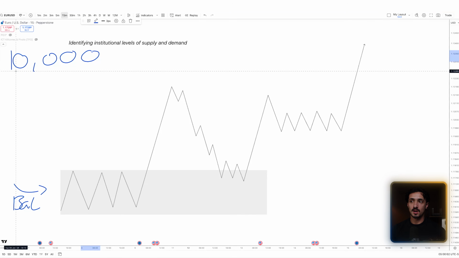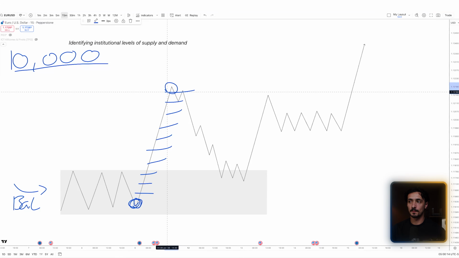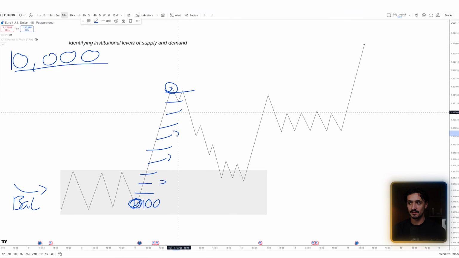Why? Because of your 10,000 lots, you'll probably get some here, some here, some here, some here. Because it's such a large volume, you will end up taking the market from down here to up here for you to trade these 10,000 lots. Because for you to buy 10,000 lots, you need to find 10,000 lots in supply. And there may not be 10,000 lots in supply right here. There may be 1,000 here, 1,000 here, 1,000 here, 1,000 here.